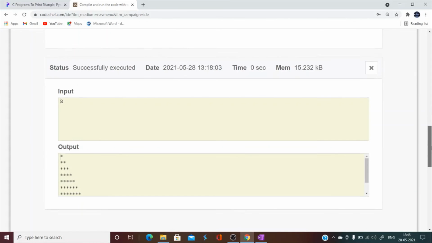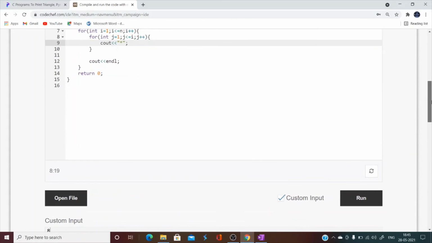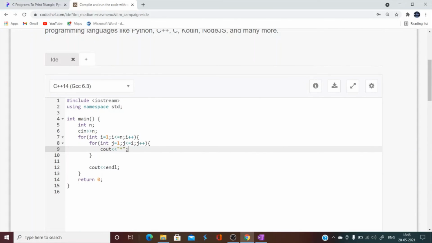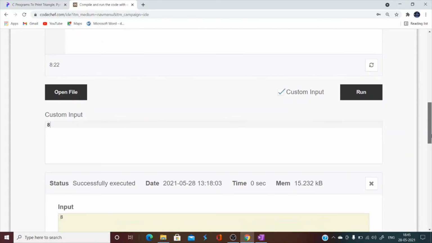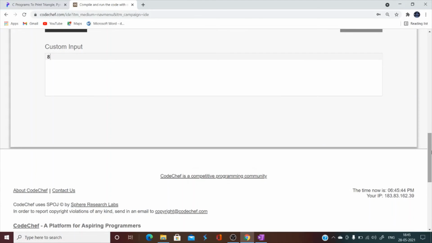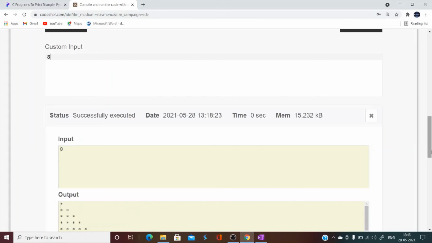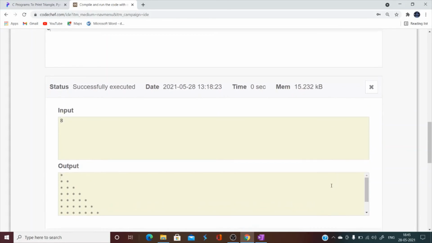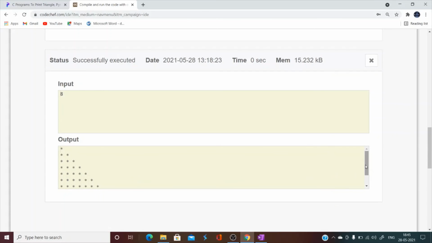See, 8. If you give space also, that's not an issue actually. You can give even space. That's not an issue. Only between every two stars there is a space given. That's it. See, space is given. You'll get a half pyramid like this.